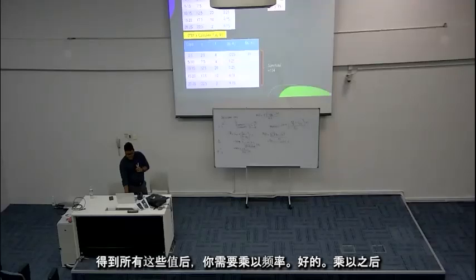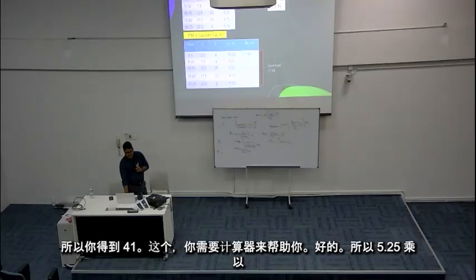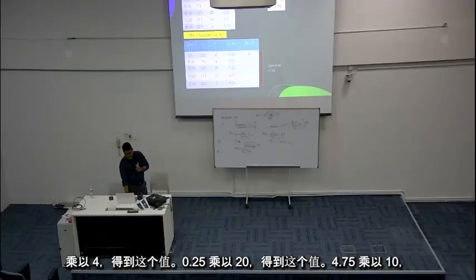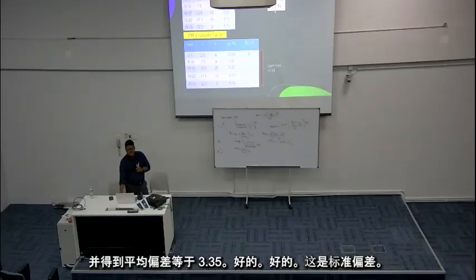After you get all these values, you need to multiply by frequency, and then you can complete this table. 10.25 multiplied by 4, you get 41. You need the calculator to help you. 5.25 multiplied by 4, you get this value. 0.25 multiplied by 20, you get this value. 4.75 multiplied by 10, you get this value, and so on. After you get all these values, you divide by 40 and get the mean deviation equal to 3.35.